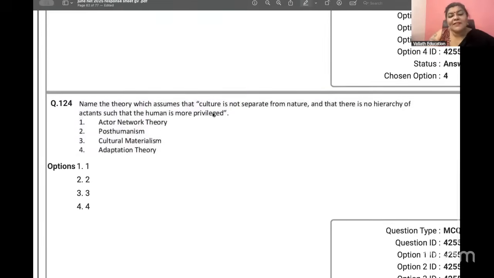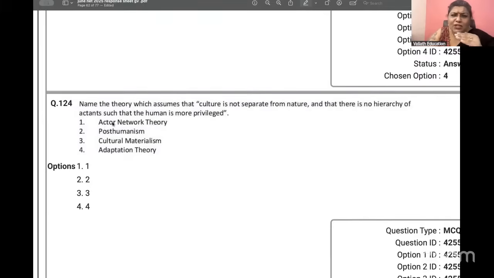Now, name the theory which assumes that culture is not separate from nature. There is no hierarchy of actants such that the human is more privileged. Actants. Oh, hierarchy of actants. You're remembering A.J. Greimas. A.J. Greimas wrote actant theory. Actant means human beings acting, actor. Choose actor network theory. You don't know Bruno Latour, but actor network theory it is. With the word actant, you can guess it.